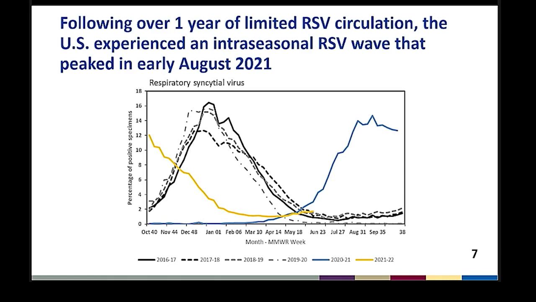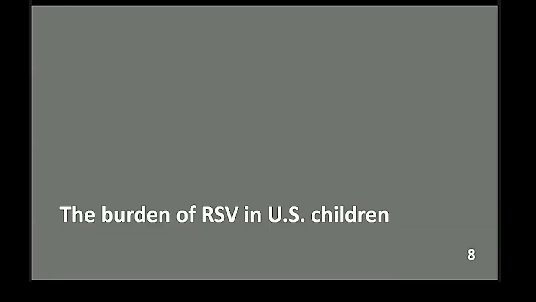And although nationally RSV circulation has remained near interseasonal baseline, we are currently seeing increased RSV circulation in HHS regions 4 and 6. These increases may be limited or may herald another atypical RSV season. However, we anticipate that RSV circulation will eventually return to typical winter seasonality. Next slide. And now a brief overview of the burden of RSV in U.S. children. Next slide.